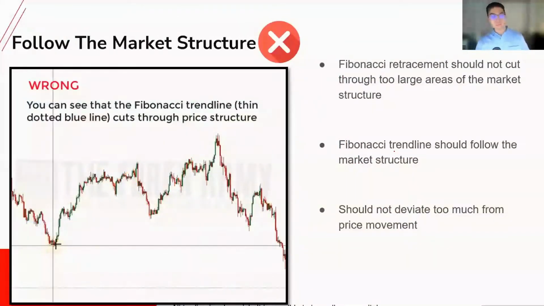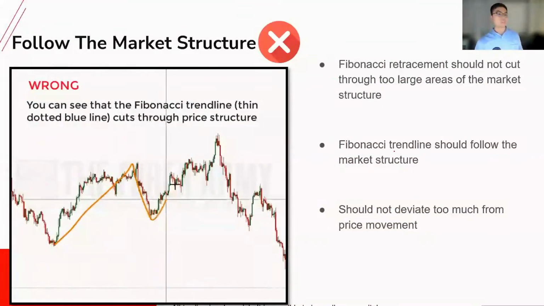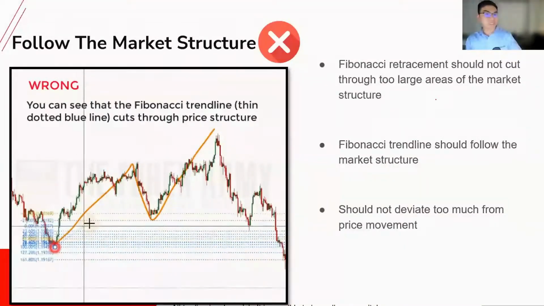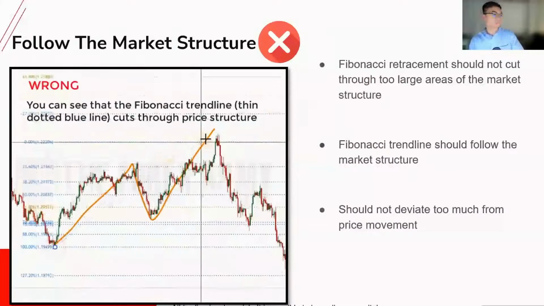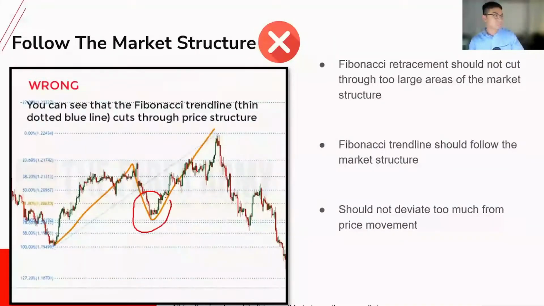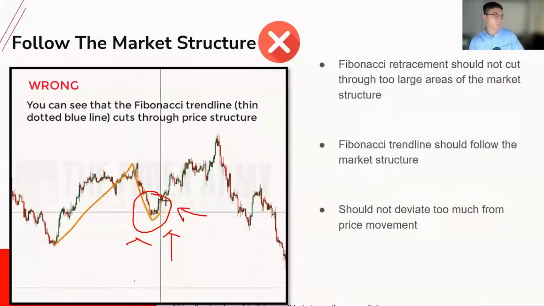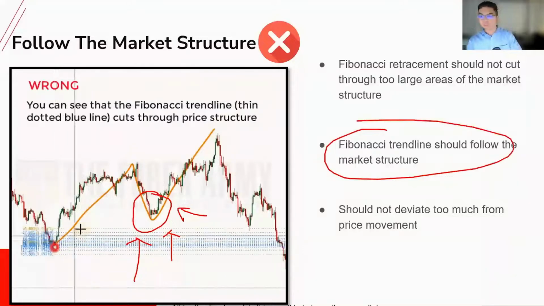Okay, so let's go through this one more time. Fibonacci retracement lines should not cut through two large areas of the market structure. So in this specific scenario, this actually cut through the trend line. It's not valid anymore. It's not clear. It should be following the market structure very, very cleanly.